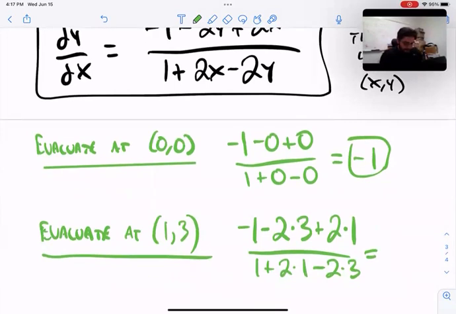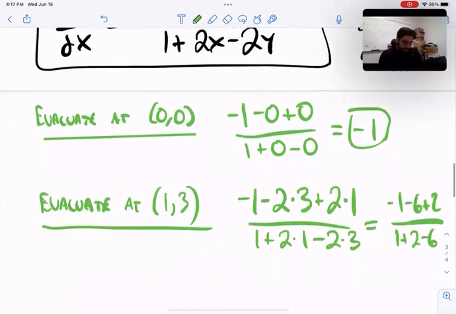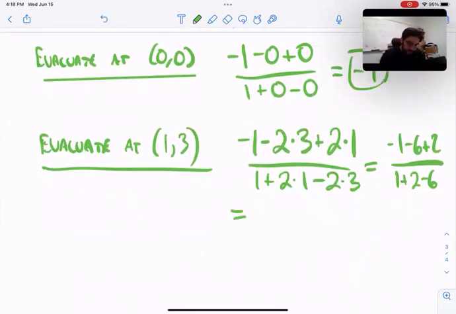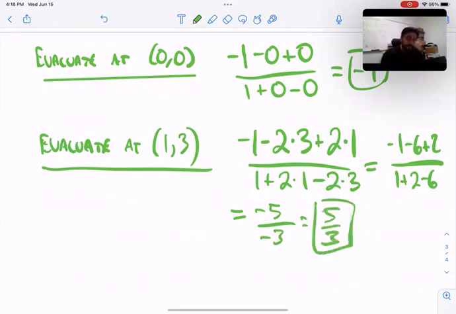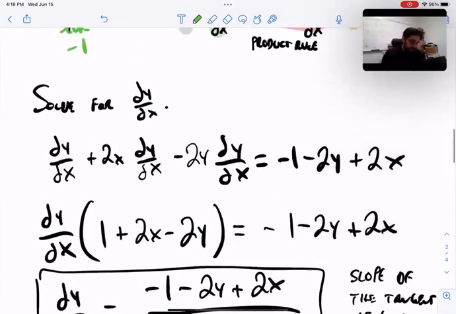So what do I get? Let's see, I have -1 minus 6 plus 2 over 1 plus 2 minus 6. So this becomes -5 up top. Yeah, -7 plus 2, right? And then on the bottom, I have 3 minus 6, -3. There we go. So I get 5/3 for the slope at 1, 3. So I can graph that. 5/3.